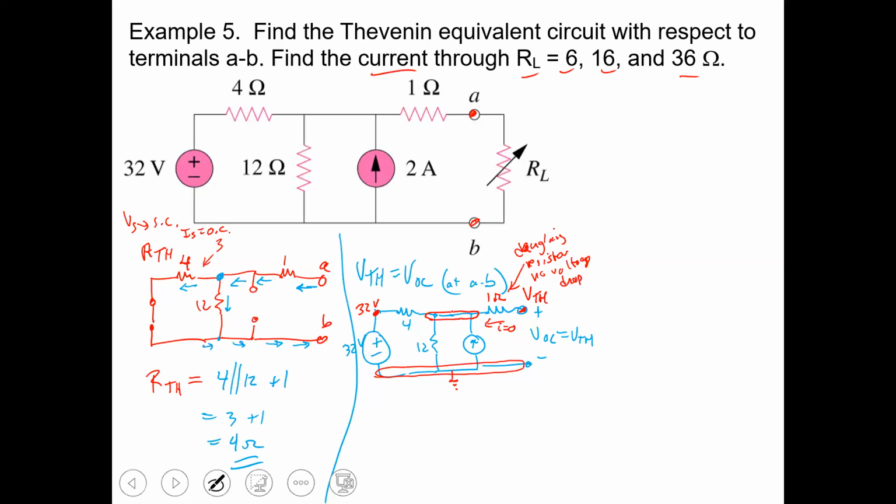So what can we call this node voltage? If there's no voltage drop across that 1 ohm resistor, what would be an easier, more convenient label for this node? All right, not 24 volts. VTH, right? It's the same as V Thevenin.